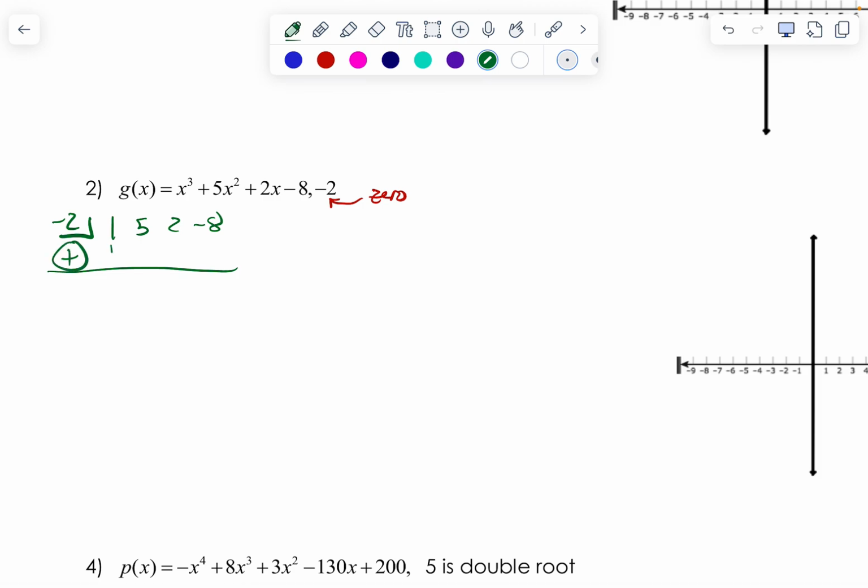And now we start synthetic. Bring down the 1. Multiply, we get -2. Add, we get 3. Multiply, we get -6. Add, we get -4. Multiply, we get 8. Add, we get 0. And because we were told that that was a 0, if you didn't get a 0 remainder, then go back and fix it because you're supposed to.